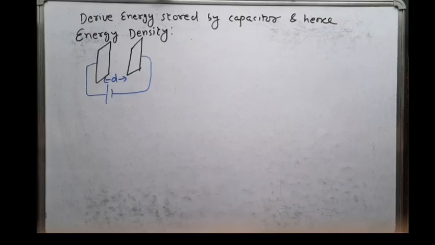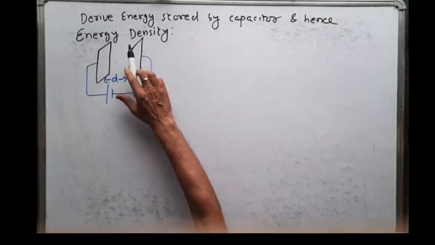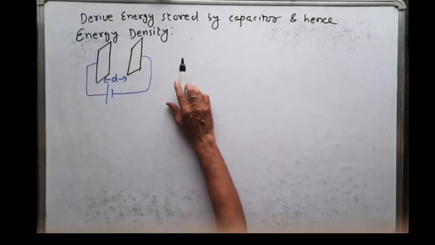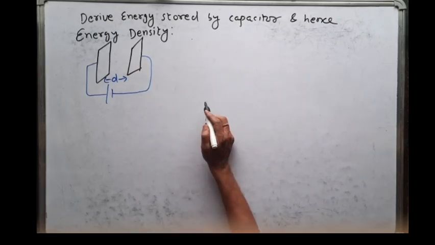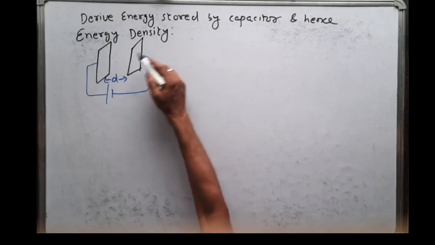So now this is an important question. This question always comes in the exam: derive the energy stored by a capacitor and hence the energy density. So we know the purpose of a capacitor. A capacitor stores charge as well as energy. So what is the formula of energy stored by a capacitor?